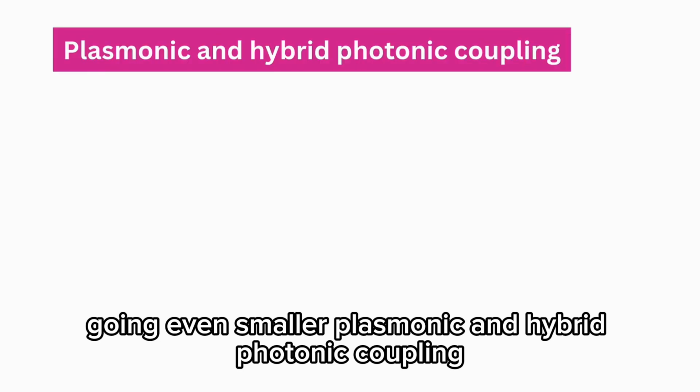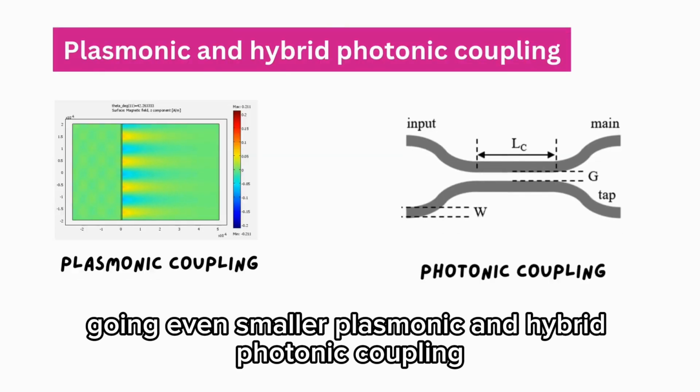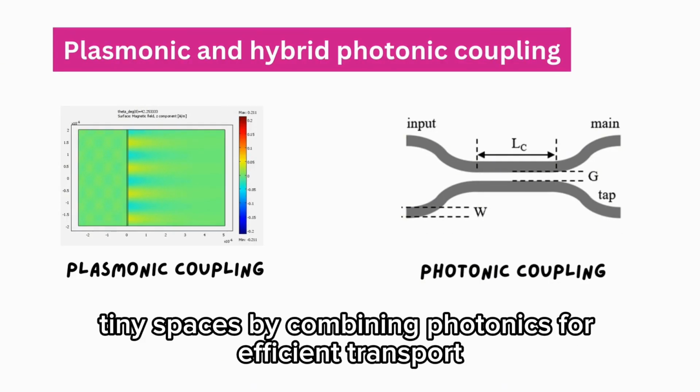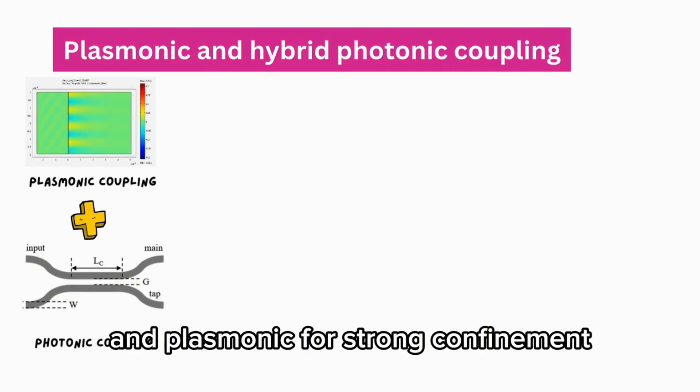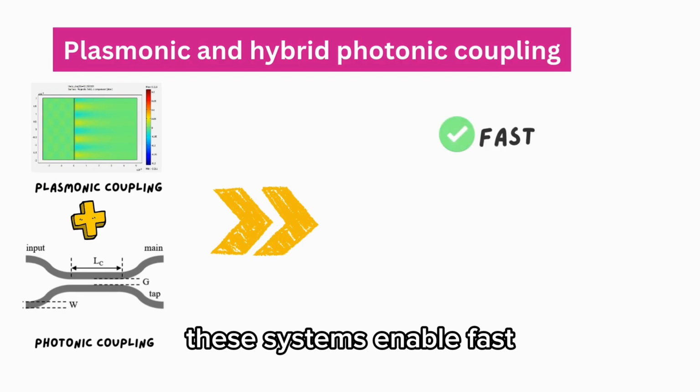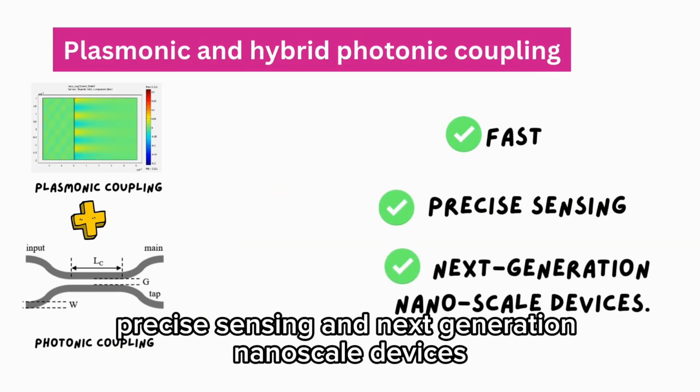Going even smaller, plasmonic and hybrid photonic coupling allow light to be squeezed into ultra-tiny spaces. By combining photonics for efficient transport and plasmonics for strong confinement, these systems enable fast, precise sensing and next-generation nanoscale devices.